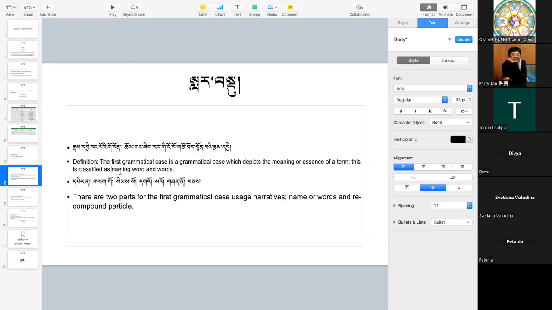So how does the first grammatical case depict or show the essence or the meaning of a term? That is by representing it in the group of naming words or words. It could be either words or naming words.